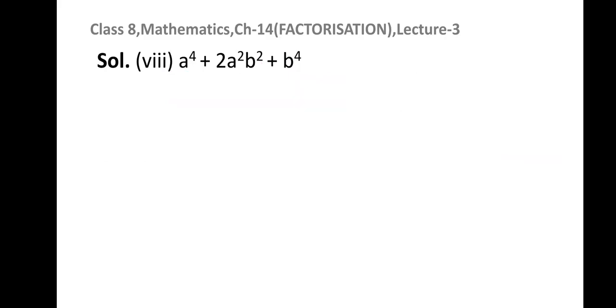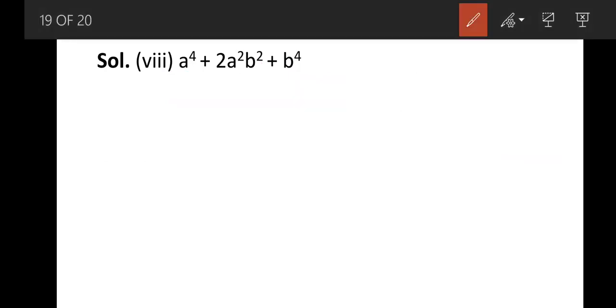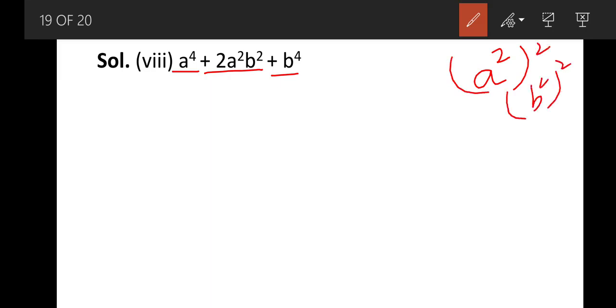Coming to 8th part of the same question. Now let us see the question first. It is a raised to the power 4 plus 2a square b square plus b raised to the power 4. Now to apply identity number 1, I should have 2 squares, that is a square plus b square plus 2ab. But here it is a raised to the power 4. So can I write a raised to the power 4 as a square square? Yes. B square square can be written as b raised to the power 4. So here a is not a. In identity, as we need to write a plus b whole square, it is a square now, not a only.